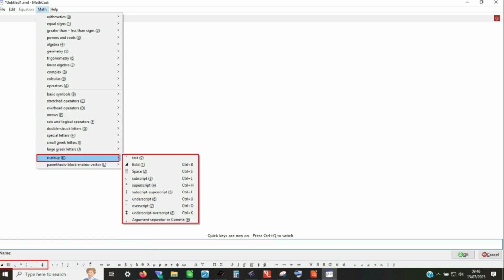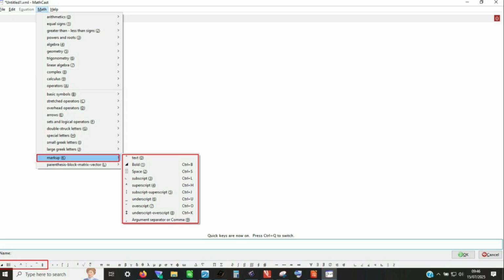The markup, this is probably the most useful part I've got, and again that's highlighted to the bottom left of the command line. You've got text, as in quotation marks, then you've got bold, a space, a subscript, a superscript, a subscript and a superscript, underscript, overscript, an argument separator or comma. So the text, the space, the bold, superscripts, etc. and comma are very, very commonly used.